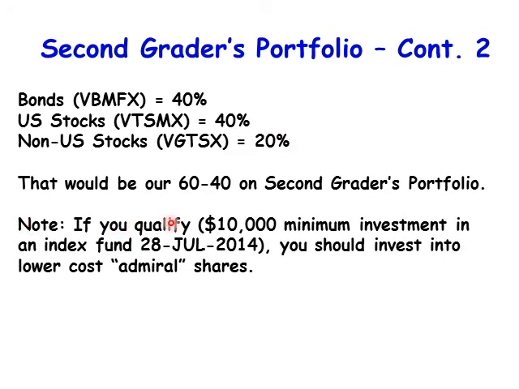Note, when you try to buy these Vanguard funds, if you do qualify, and qualification currently is a $10,000 minimum investment in an index fund, as of today, 28 July 2014, you should invest into lower-cost Admiral shares. So Vanguard has Investor shares and also something called Admiral shares. Admiral shares are less expensive, are cheaper. So if you do qualify, you should try to get into Admiral shares.